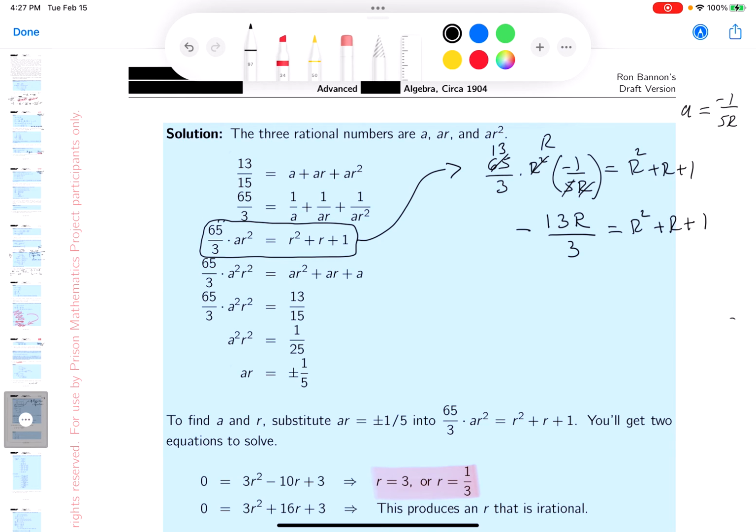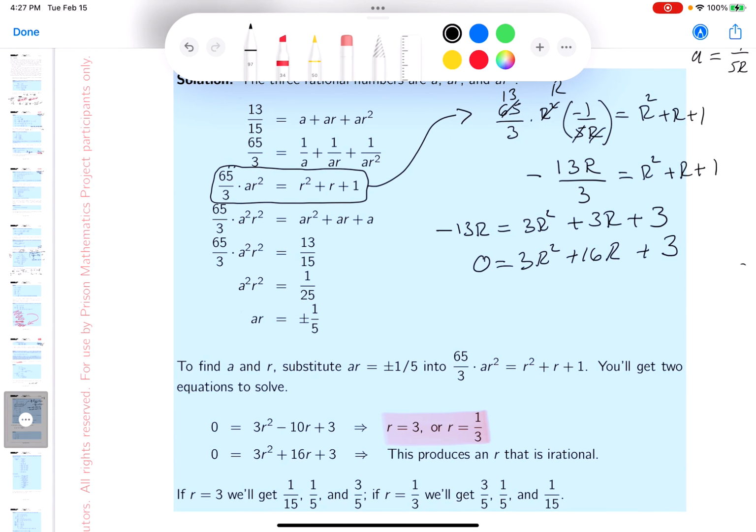I'm going to do the same exact thing I did before, multiply by 3, minus 13R equals 3R squared. I'm not going to make the same mistake twice, by the way. I'm multiplying by 3. Every term is multiplied by 3. Then what do you get? 0 equals 3R squared plus 16R plus 3. Well, I'll be honest with you, no matter what I do, I will not be able to factor that using my fingers. But if you weren't thinking too much about this, you'd write down R equals, let's write this down.